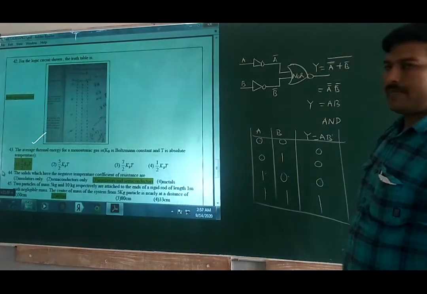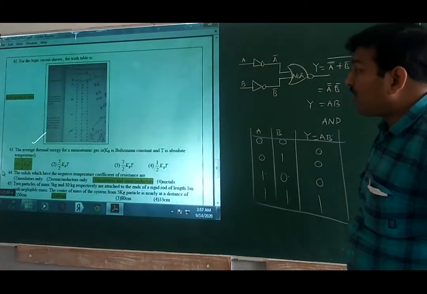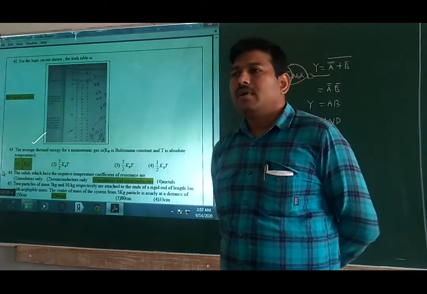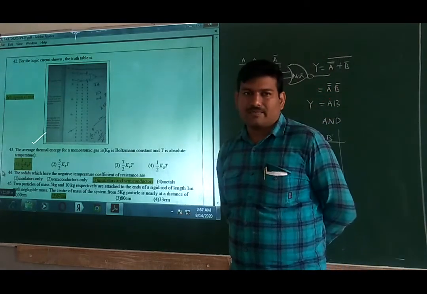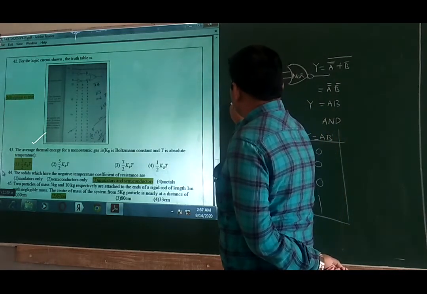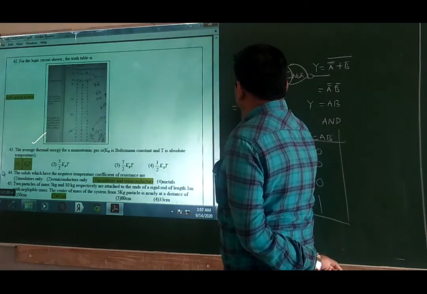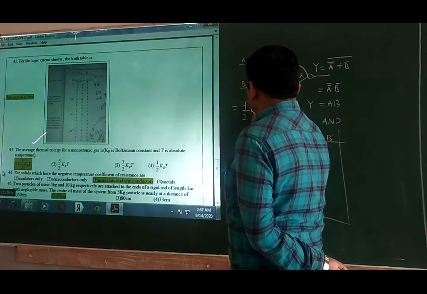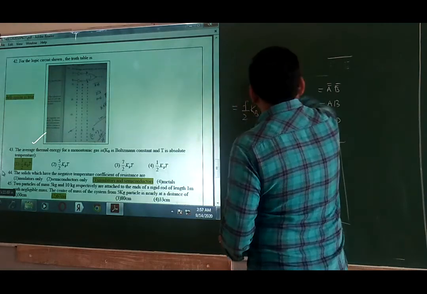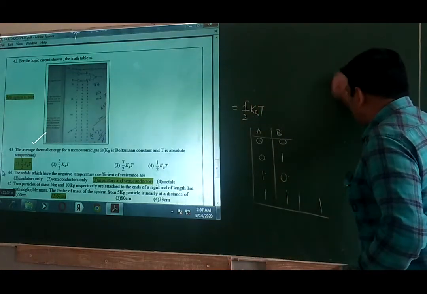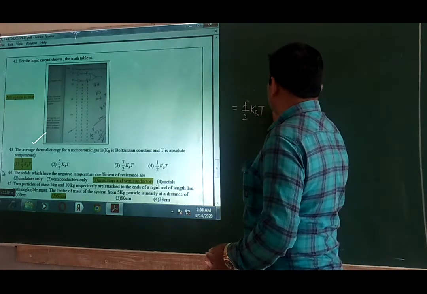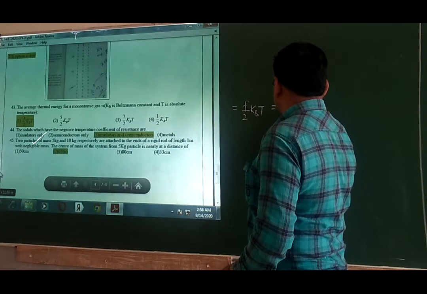Next, 43. The average thermal energy of a monoatomic gas is. What are the degrees of freedom for a monoatomic gas? Degrees of freedom for a monoatomic gas is 3. So the average thermal energy is given by the formula F by 2 kT, which is the general formula. For monoatomic, degrees of freedom is 3. Therefore, the right answer is 3 by 2 kT. So it is a direct formula from the kinetic theory of gases. Next one.